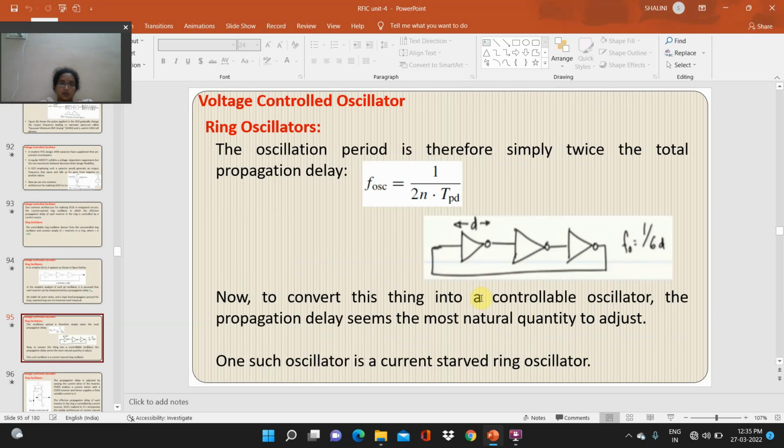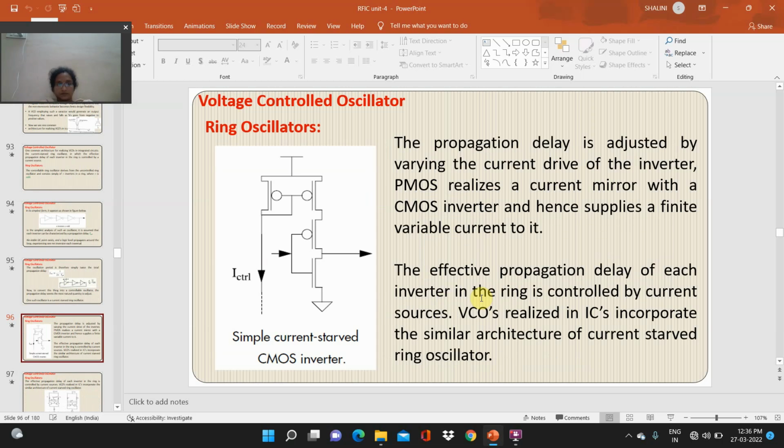The oscillation period is therefore simply twice the total propagation delay. Now, to convert this into a controllable oscillator, the propagation delay seems the most natural quantity to adjust. One such oscillator is a current starved ring oscillator.